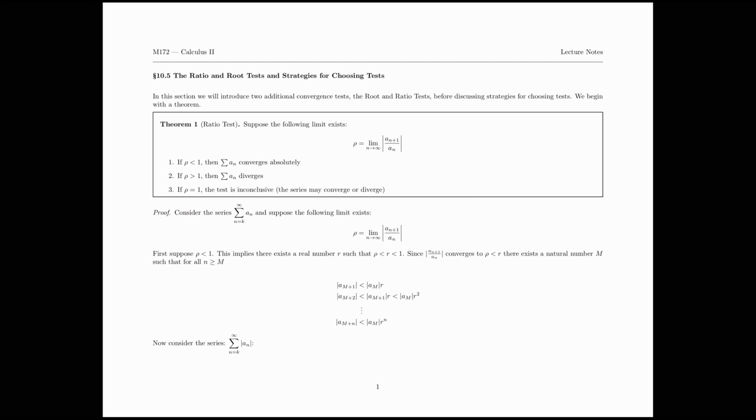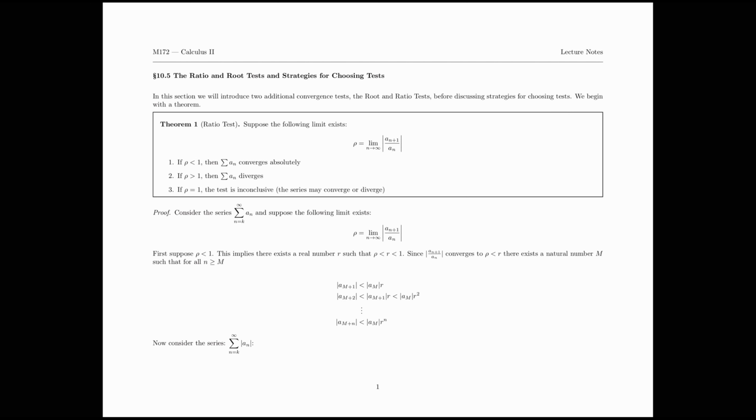Now, if the ratio between two successive terms is less than 1, then that means the terms are getting smaller. If the ratio is greater than 1, that means the terms are getting larger. So it's not surprising that if the terms are getting larger, we would conclude divergence, and if the terms are getting smaller, that we would conclude convergence.